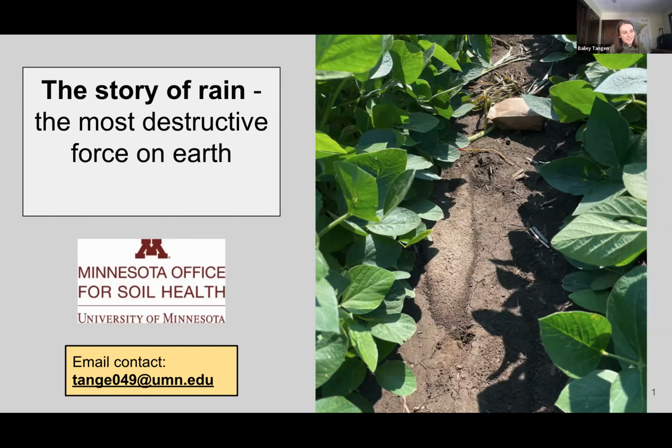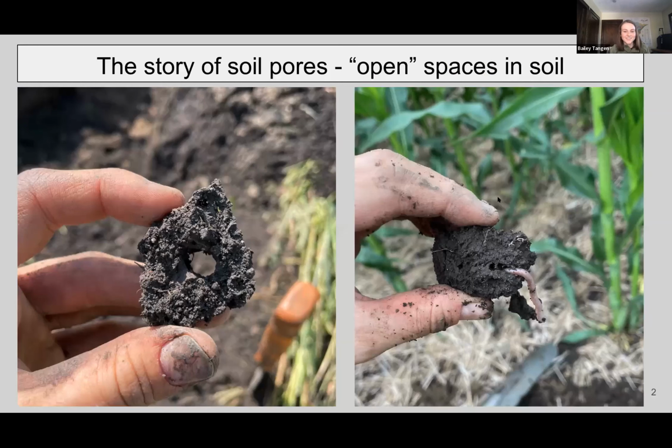But I think this is the story of rain, because water is the most destructive force on Earth. Rain has the power to shape and erode our landscapes, as you can see in the image on the right. But it's going to keep raining, and plants need water. So it's essential that the soil structure can withstand rain. It's also essential that the soil pore system can withstand rain. So this is why it is also the story of soil pores.